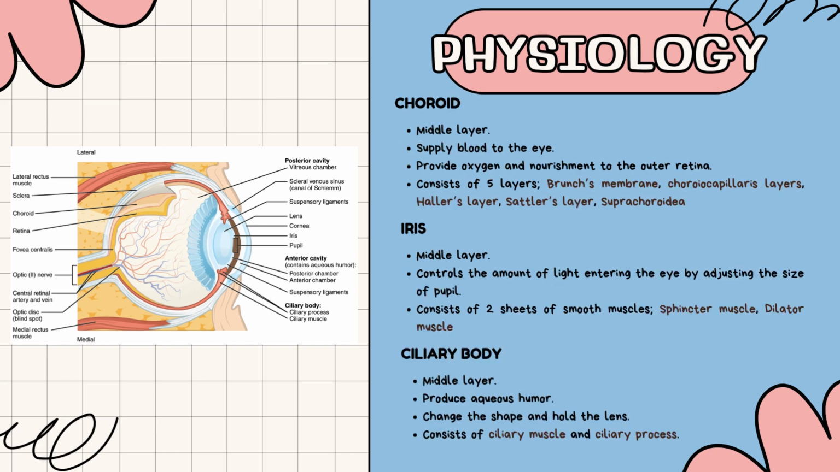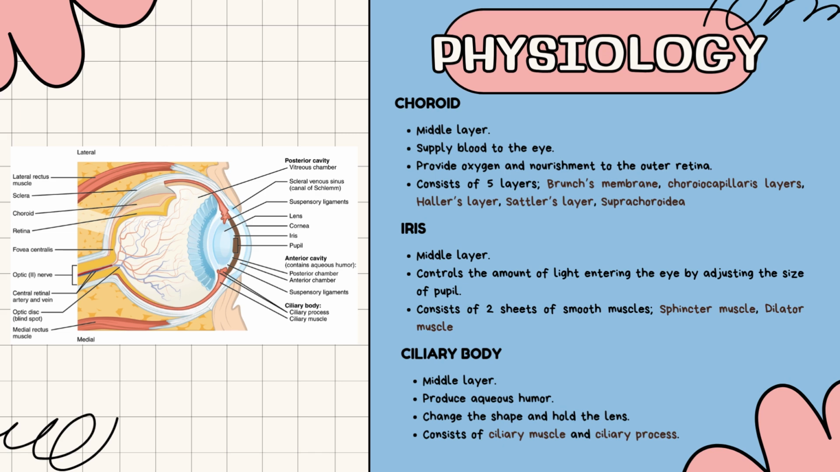For the middle layer, it is a layer that is vascular for nutrient supply. It consists of choroid, iris, and ciliary body. Together, they are named uvea. The choroid function is to supply blood to the eye, as well as to provide oxygen and nourishment to the outer retina. It consists of 5 layers.